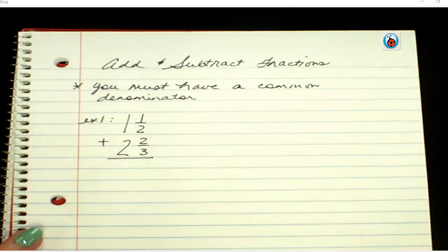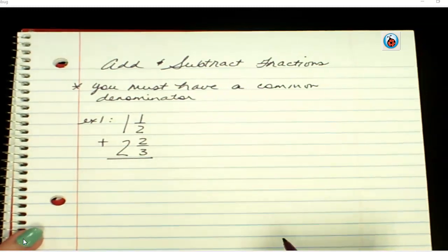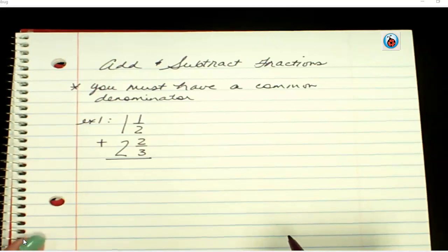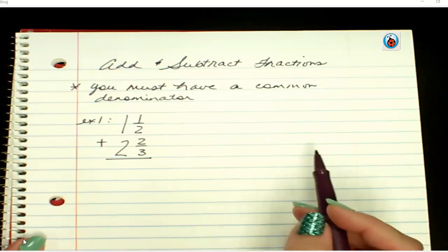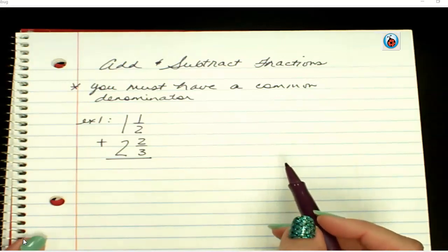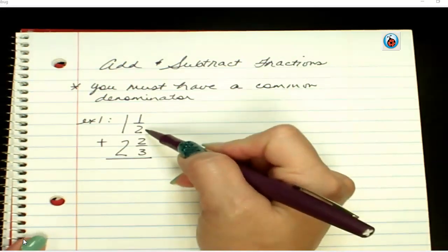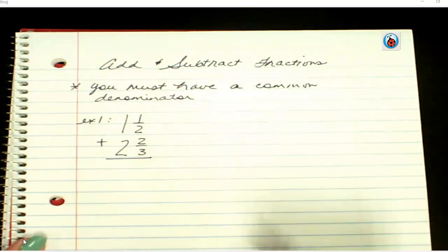Today we're going to talk about being able to add and subtract fractions. This should be a review for you, but let's just make sure you know or remember what to do. You must have a common denominator when you add or subtract fractions. That means to be common, the two bottom numbers, the denominators, have to be the same.